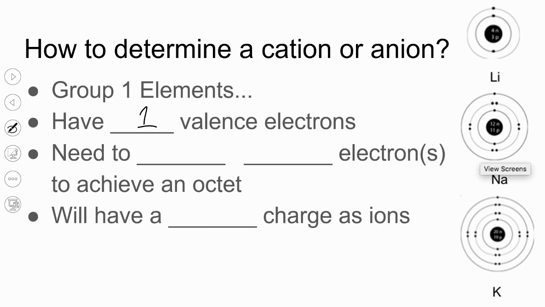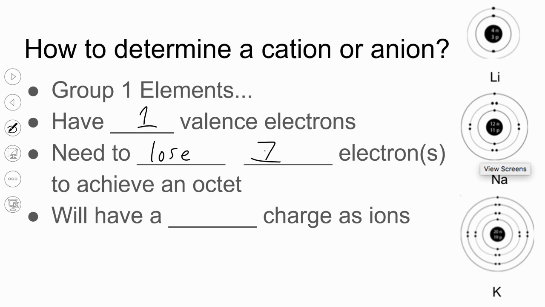That's easier. They're going to lose 1 electron to achieve an octet. Let's fix that. So they're just going to get rid of their valence electron, the outermost ring. And then, if you lose 1 electron, what will your charge be?